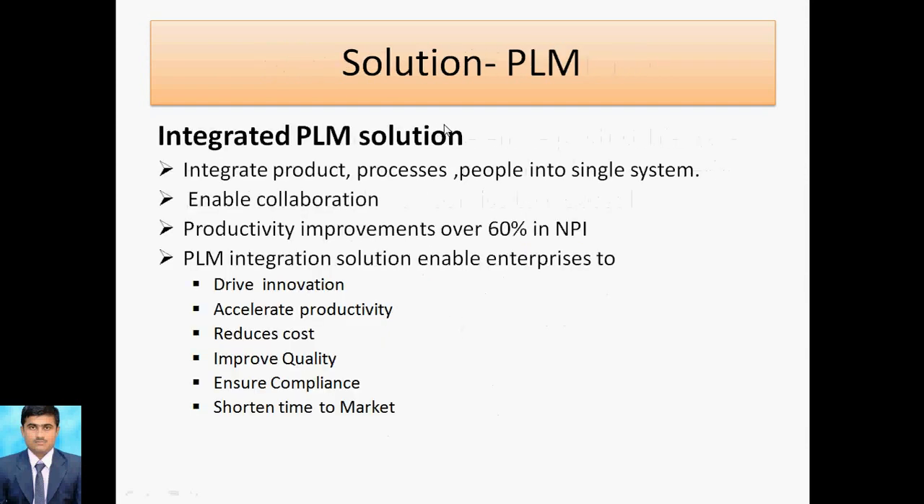Now we move to the PLM solution. In that case, we are integrating different sources, that is product, process and people, into a single system, and it enables collaboration. There are productivity improvements of over 60% in NPI, that is new product introduction. This PLM solution was given at Nissan company. It can be adopted and it can improve sales. So this is the benefit of the PLM solution.